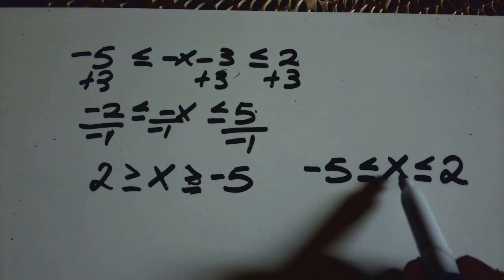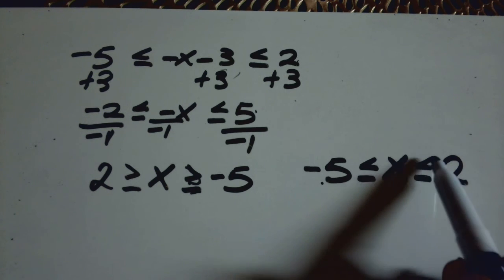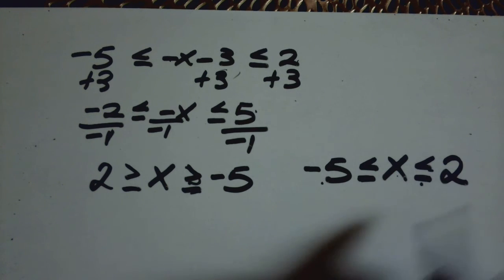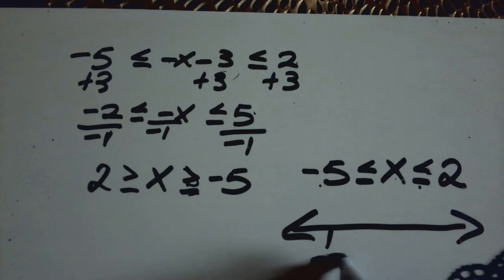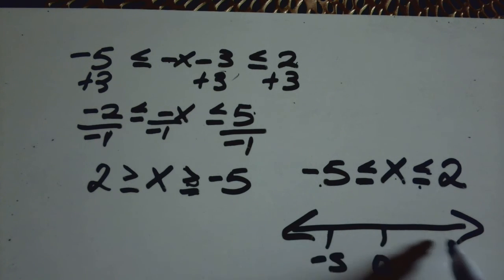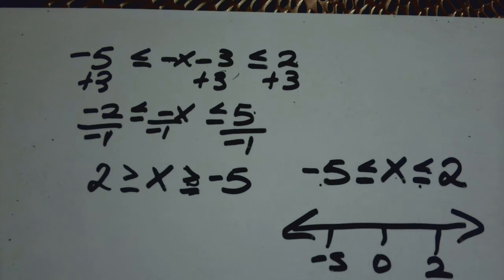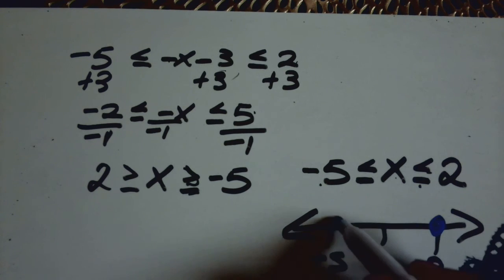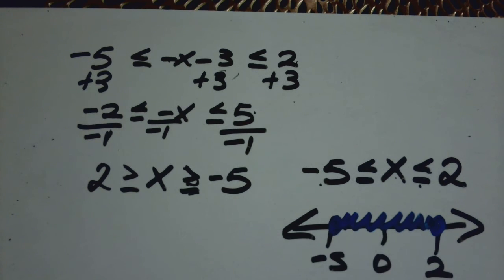Now it makes sense. X is greater than or equal to -5, and x is less than or equal to 2. So, it goes from negative to positive. So -5, go ahead, place our 0 and 2. But now you can see the difference. Both numbers are included. So we want to put a closed circle here and a closed circle here, and all the numbers in between here are included. That's what this inequality is saying.